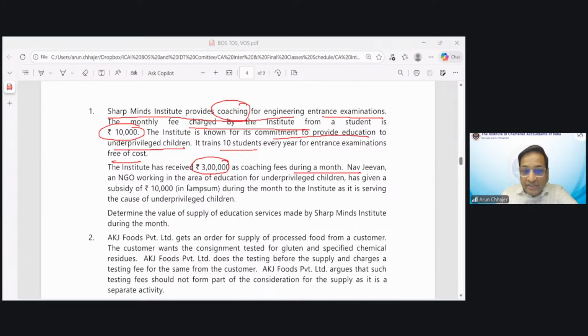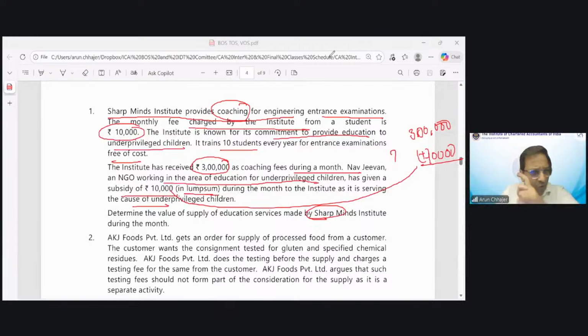An NGO in the area of education has given a subsidy of 10,000 in lump sum during the month to the institute because it is serving perfectly. The value of the education for Sharp Mind Limited is 3 lakh. Will I add 10,000 or not? Will this subsidy be added or not? Give me the reason.